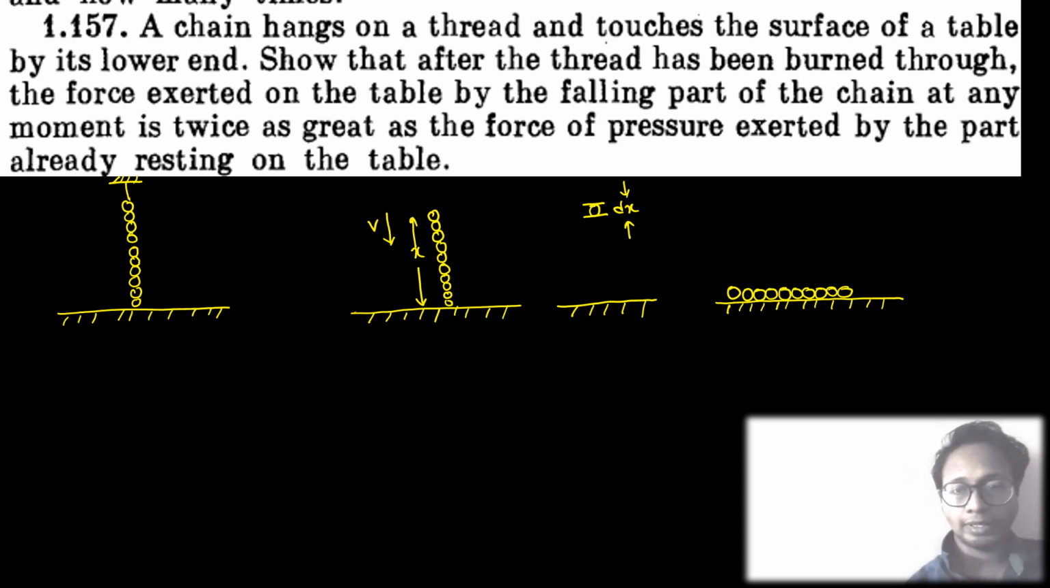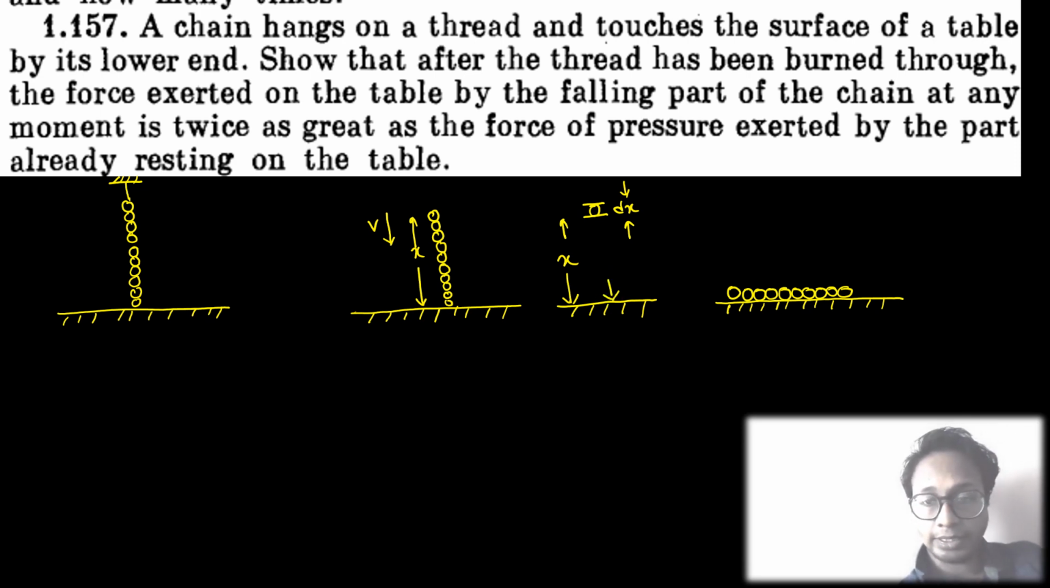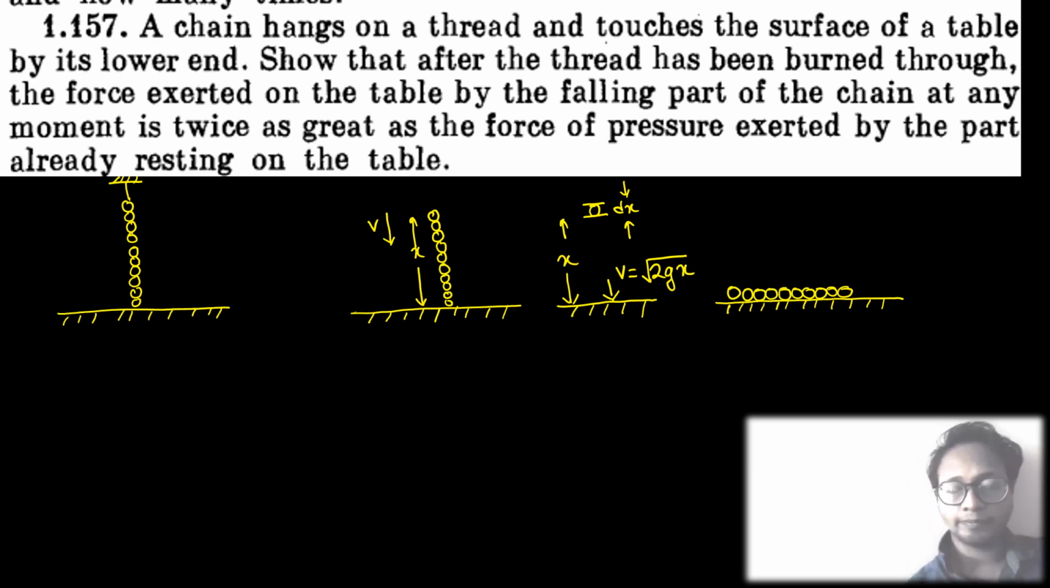Now this will drop from length x. I'm taking an elemental length of the chain out here, and this will drop out here. What is the velocity when it reaches the ground? The velocity when this elemental length of chain reaches the ground is nothing but under root of 2gh, or 2gx. If you take the element out here, the velocity of the chain as it reaches the ground would be under root of 2gx.